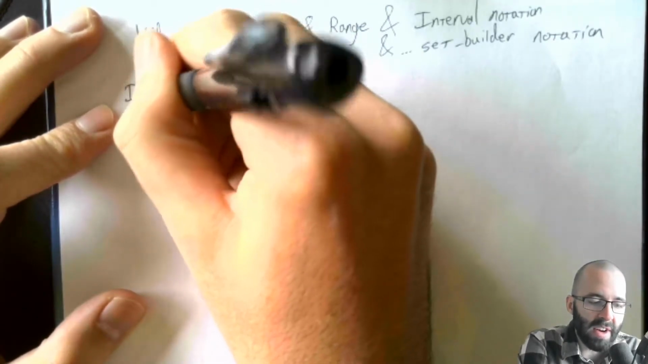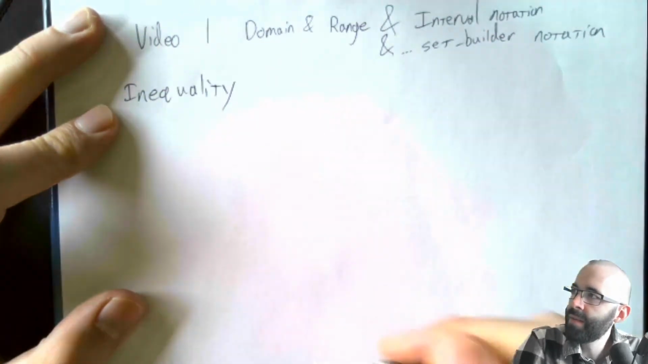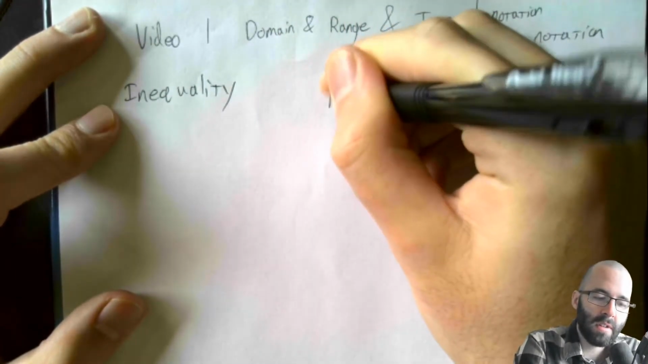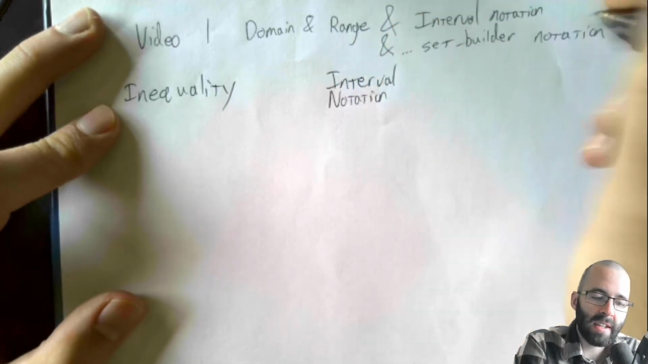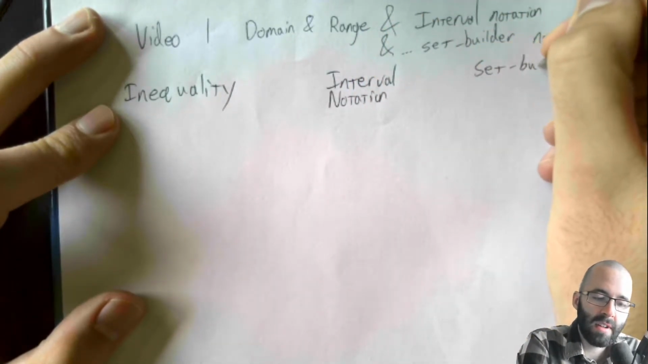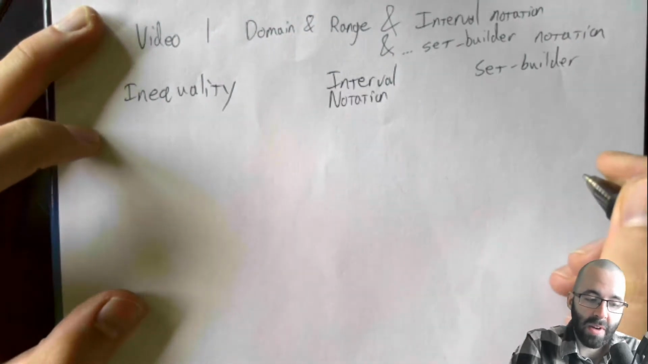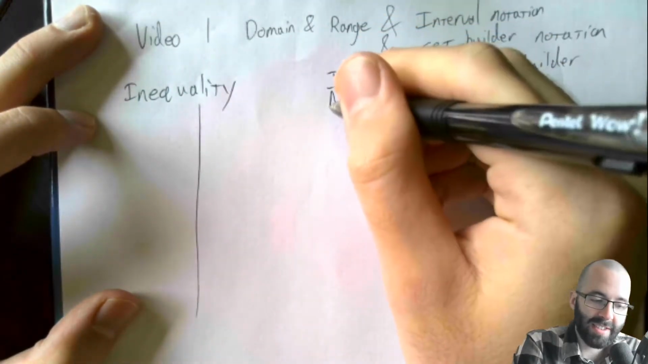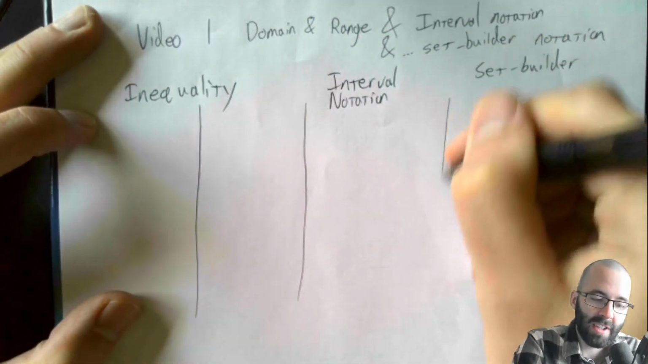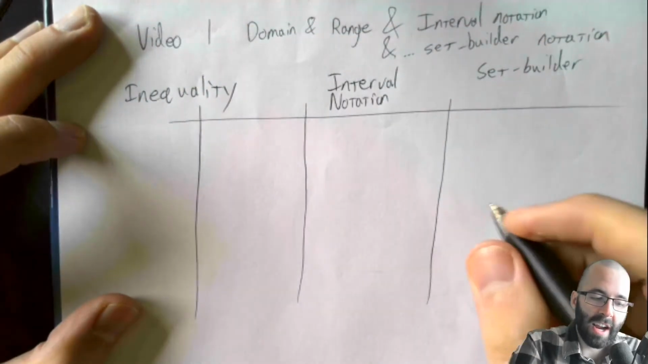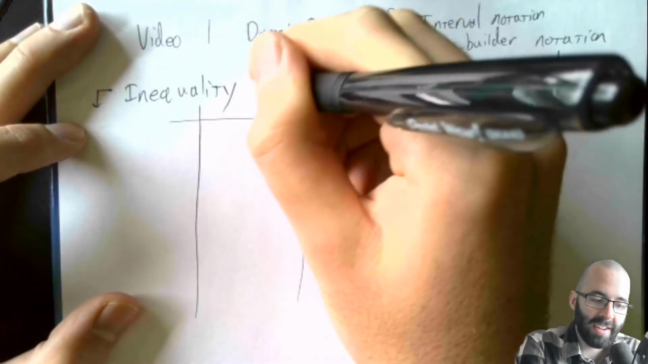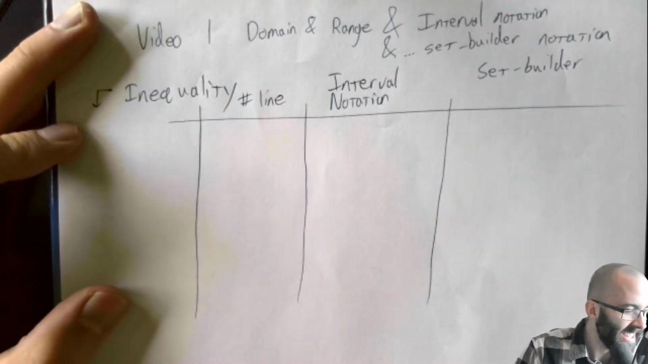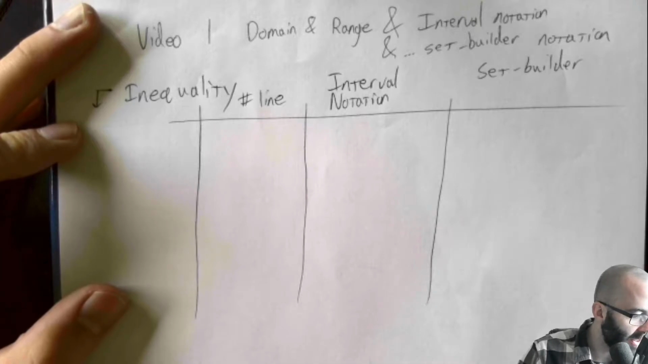Anyway, so let's see. If I give you an inequality, we can also write that inequality in interval notation. And we can also write that in set builder notation. We can also write that with a number line. So watch this. This is called creative error fixing. Number line right there. There's totally room for it. Okay.